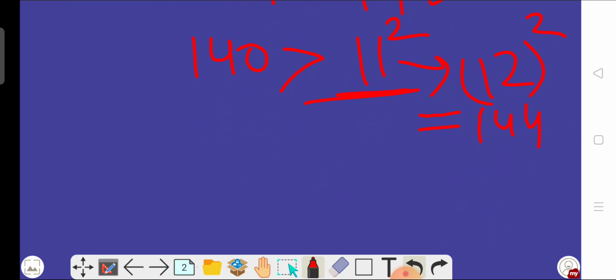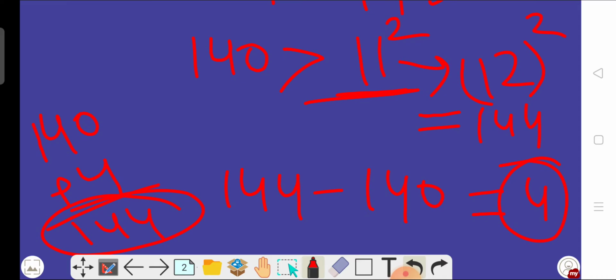So from here what we can say that 144 minus 140 is equal to 4. This is the required number that we have to add in the given number to find the perfect square. If we add 4 in 140, what will become? 144 and this is a perfect square of 12.